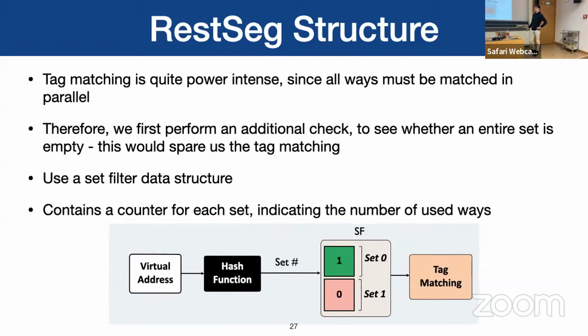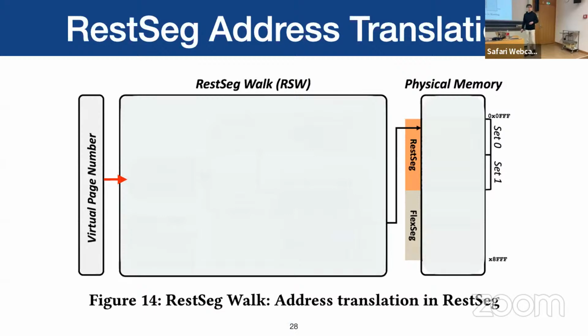And to further speed up the process, we introduce another data structure, which is the set filter. The set filter is basically just a number of counters, one counter for each set that stores the number of entries of that set. And we can use this because if the counter for a set is 0, which means that there are no entries in the tag array, then we can skip the tag matching, because this is a very expensive operation in hardware, because we have to perform M equality checks at the same time in parallel. Okay, so this is the basic idea. Now let's look at the flow of how this works out. How do we translate a virtual address?